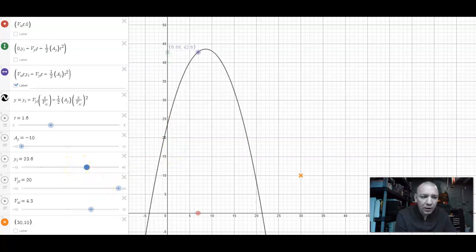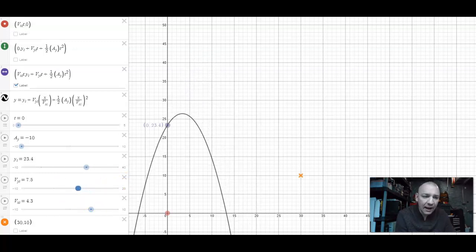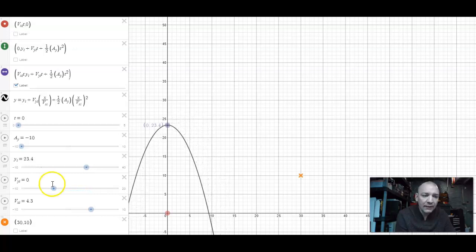Now the initial height's at 23.4. And so that's the position, the height at time 0. So there's 23.4 when time 0. So it's where we're shooting from. And then we also had the vertical and horizontal velocity. Of course, if we're shooting it with less vertical velocity, it's not going to go as high. We could even go down to 0, which would basically mean that we're shooting that horizontal projectile just straight out. And then gravity's taking over, of course, and pulling it down.